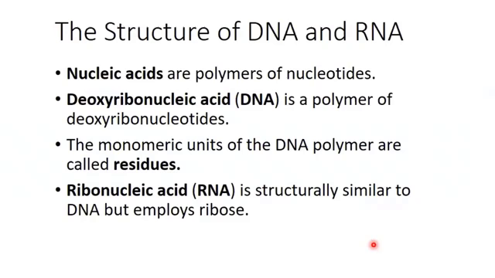All right, the structure of DNA and RNA. Nucleic acids are polymers of nucleotides. So you take those nucleotides, you string them together, you get nucleic acids. That's what DNA or RNA is. Deoxyribonucleic acid, DNA, is a polymer of deoxyribonucleotides. The monomeric units of the DNA polymer are called residues. Ribonucleic acid is structurally similar to DNA but employs ribose, not the deoxyribose.